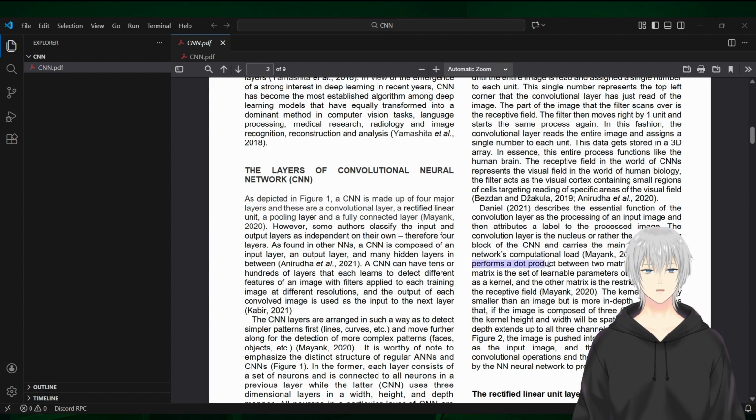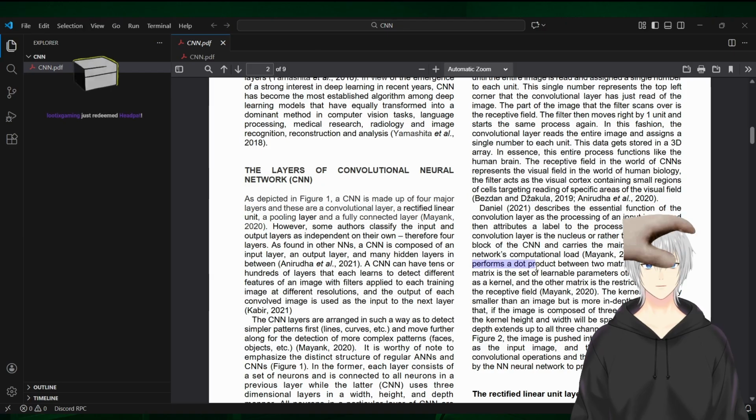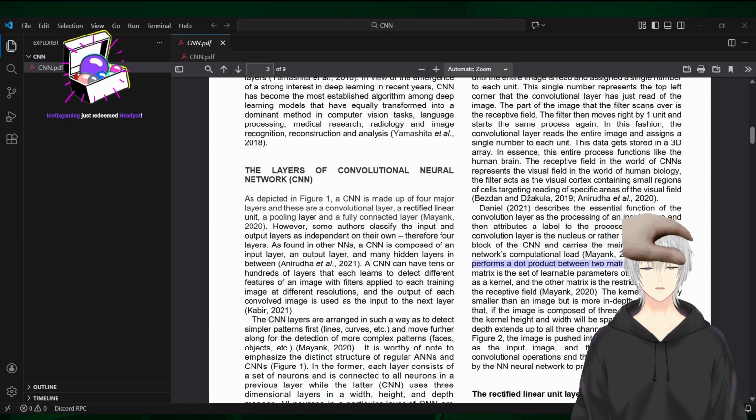This layer performs a dot product between... The CNN layer is the nucleus, or rather a core building block of CNN, and carries the main portion of the neural network's computational load. And this layer performs a dot product between two matrices.